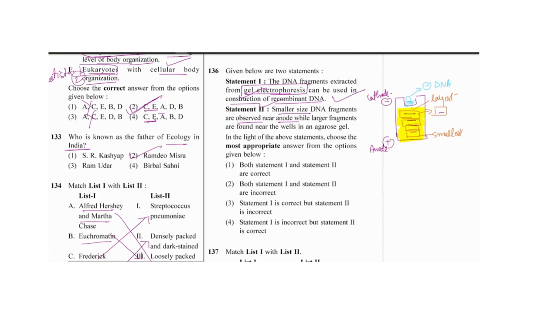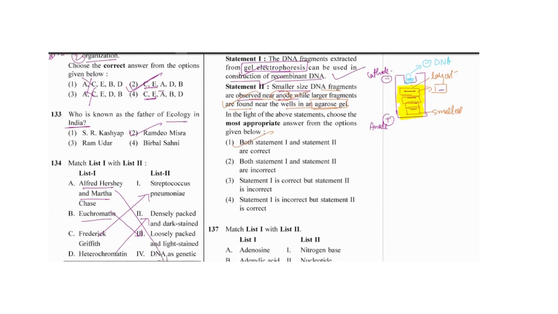So the smaller DNA fragment is observed near the anode, while the largest will be towards the well, that is, the upper side, in the agarose gel. Okay, that is correct. So both statements are correct.